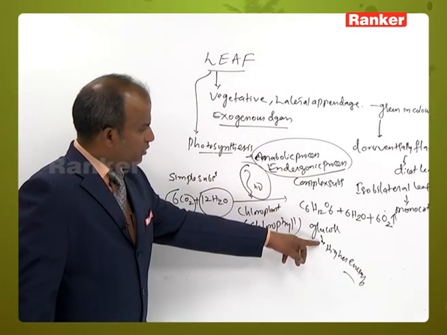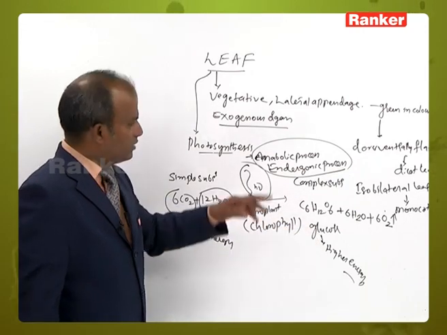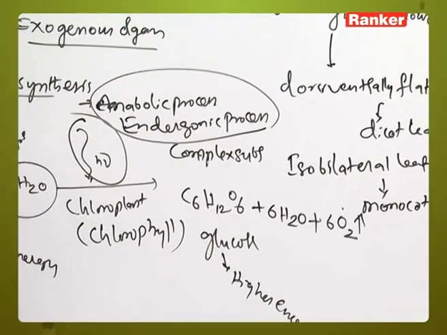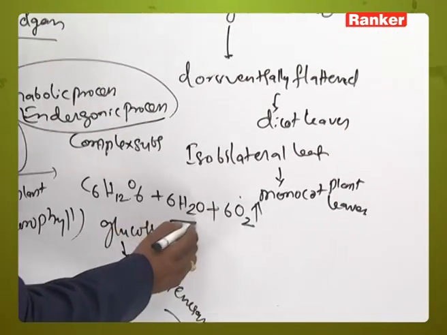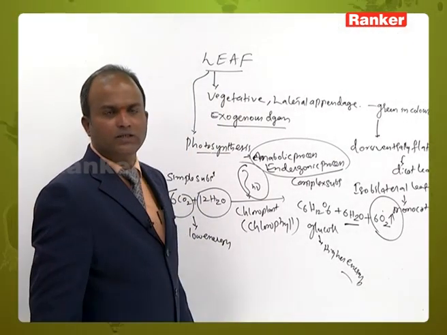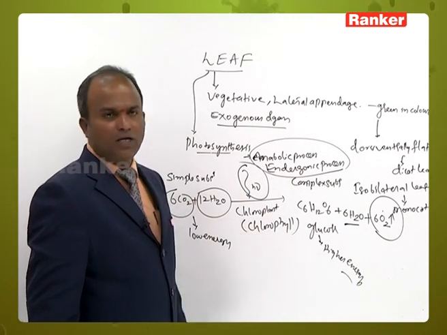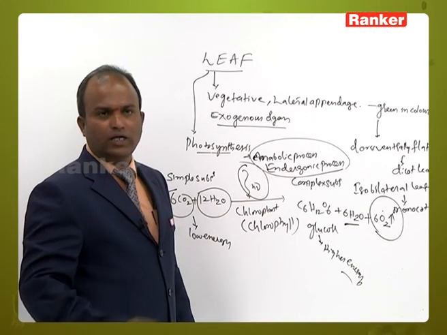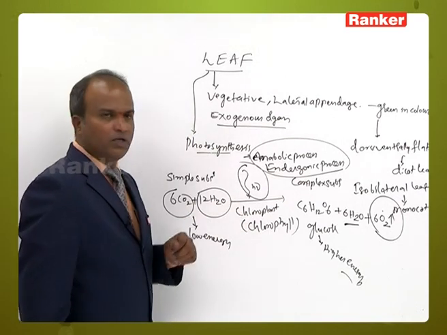As glucose is synthesized, it is an anabolic process, and 6 water molecules as well as 6 oxygen atoms are released. So this is about a leaf.